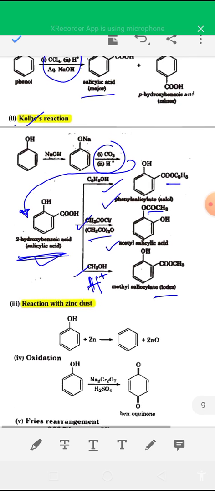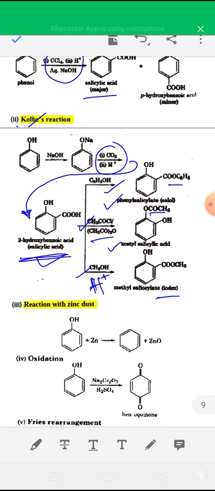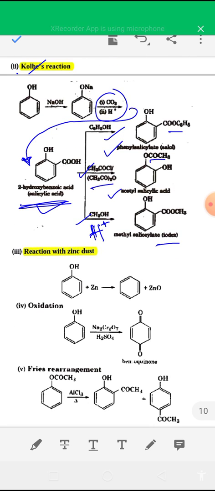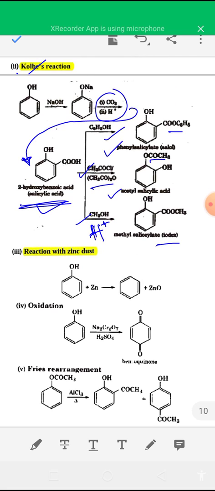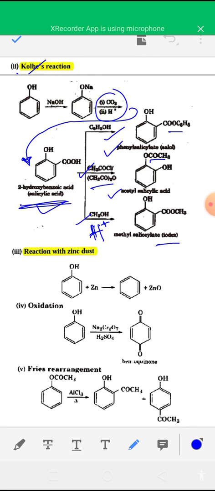Okay, so these are very important reactions. Reaction of salicylic acid with phenol, reaction of salicylic acid with acetyl chloride in presence of acetic anhydride, reaction of salicylic acid with methanol. Okay, and the last reaction is the reaction of phenol with zinc dust. Very simple reaction. When phenol is treated with zinc dust, phenol is converted into benzene.